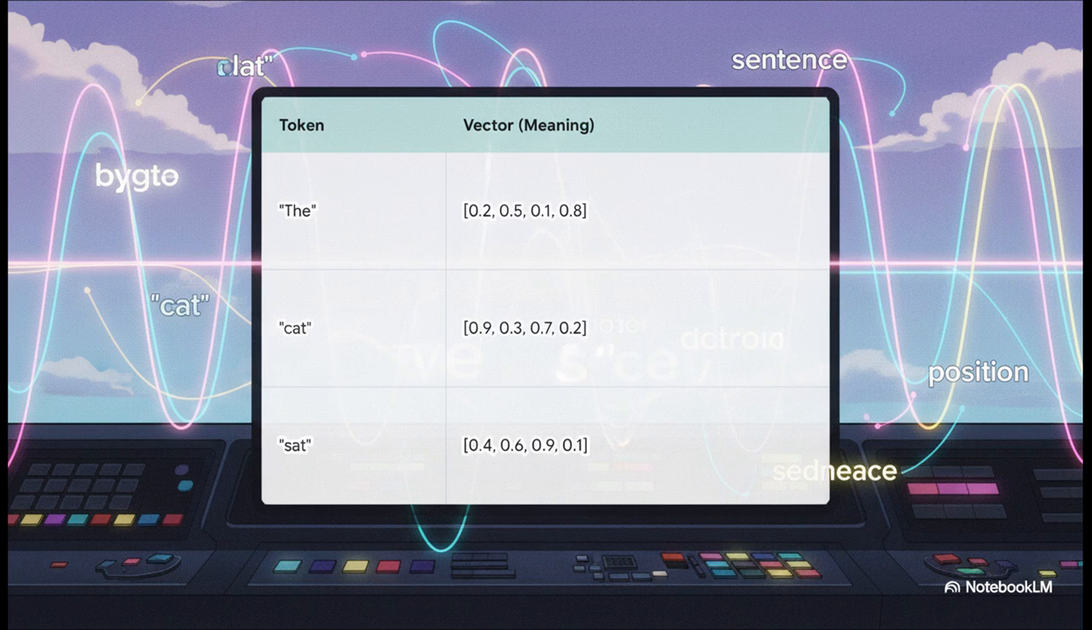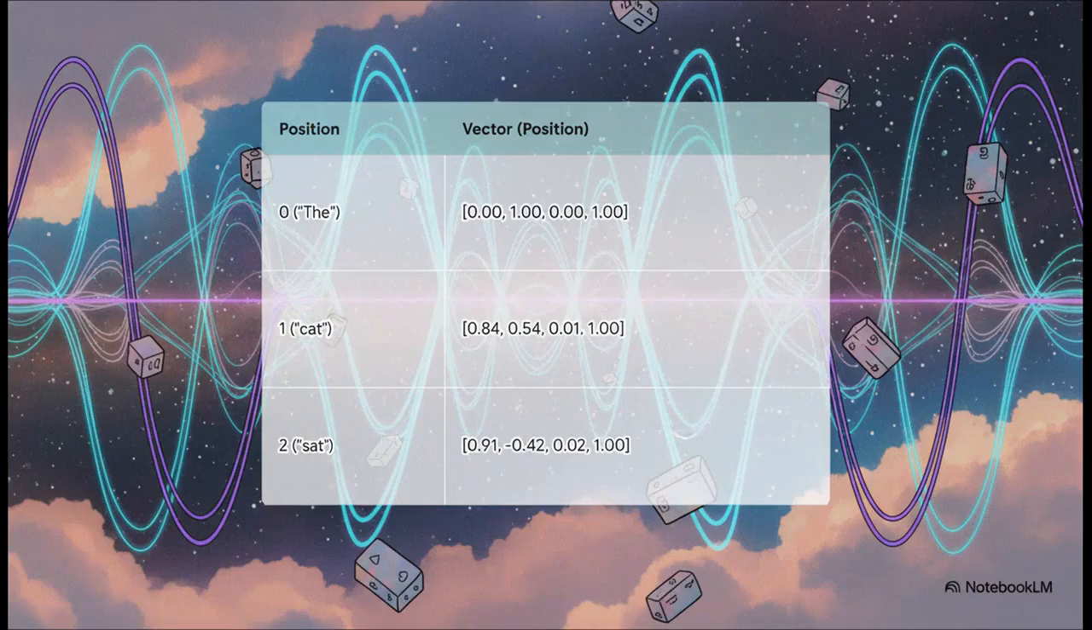All right, first things first. Every word starts out as a vector that represents its meaning. So here you can see some made-up embedding vectors for the, cat, and sat. Just think of these numbers as a set of coordinates in some giant meaning space. This is our starting point. This is the what.